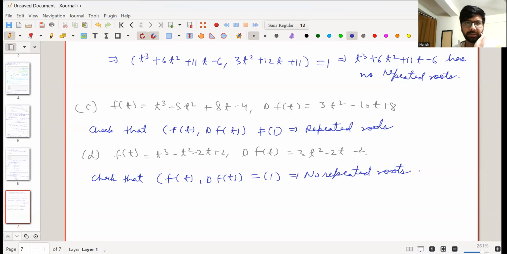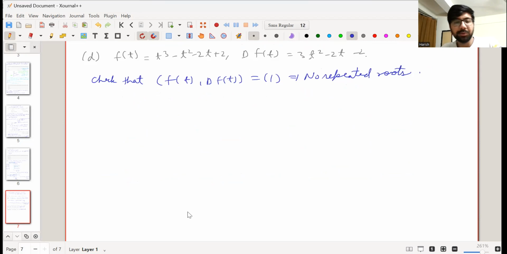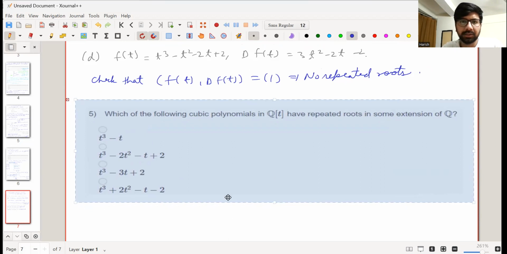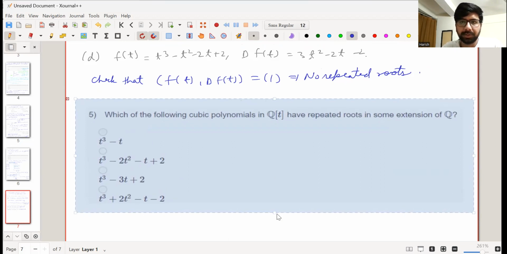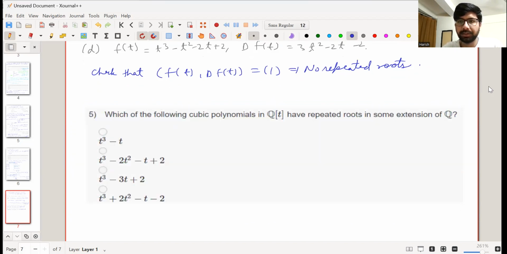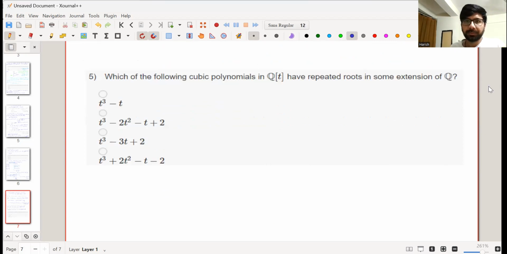Okay, so I will rush to the next question. So next question is also of the same nature, but here we are given the liberty to do it by any method. We are not forced to use Euclid's algorithm only. So we will use various tricks. Which of the following cubic polynomials in Q[t] have repeated roots in some extension of Q? So now this question is interesting.